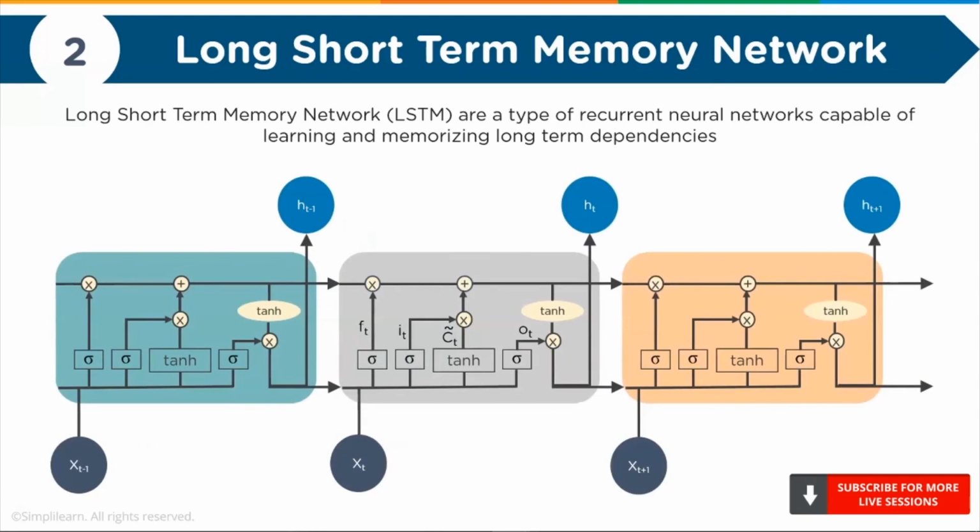LSTMs have a chain-like structure, but the repeating module has a different structure. Instead of having a single neural network layer, there are 4 interacting layers communicating in a very special way. It works in a 3-step process. The first step is to forget the irrelevant parts of the previous state. The second step is to selectively update the cell state values. The final step is to output certain parts of the cell state. Some of the applications of long short-term memory networks include speech recognition, music composition, and sign language translation.